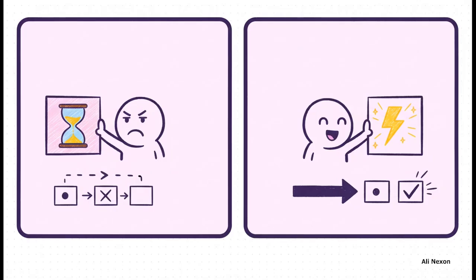Just look at the difference here. On the left, that's the old way. The user clicks, they see a spinner, they wait, and then they see the result. But on the right, with an optimistic update, the user clicks and they see the result instantly. The UI just feels alive. It's the difference between an app that feels like a clunky tool and one that feels like a natural extension of what the user is trying to do.